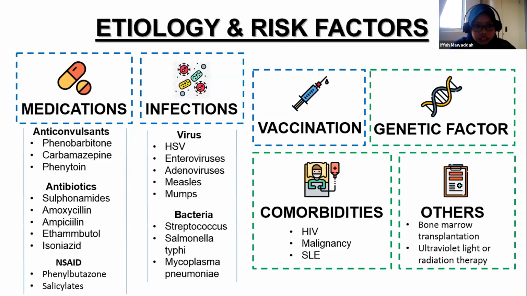For the etiology, medications or drugs are the leading trigger of Stevens-Johnson syndrome in both children and adults. The most frequent medications that can cause Stevens-Johnson syndrome are anticonvulsants such as phenobarbital, carbamazepine, and phenytoin, antibiotics, and also NSAIDs. And then the sequelae of some bacterial and viral infections also can be the cause of SJS. For example, infection by Mycoplasma pneumoniae is one of the common triggers of SJS, particularly in children. Vaccination also can precipitate SJS, such as smallpox vaccination.